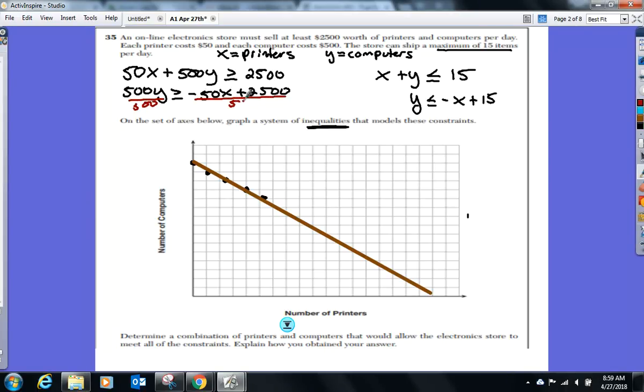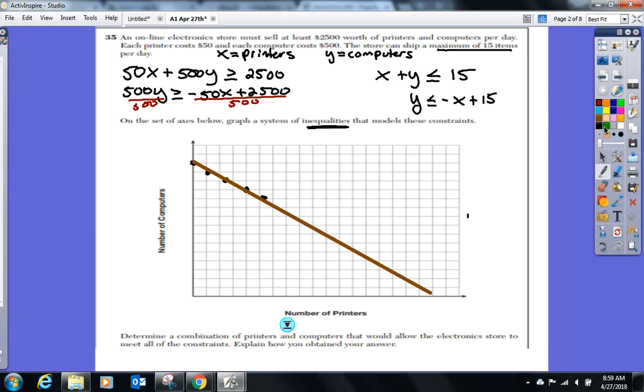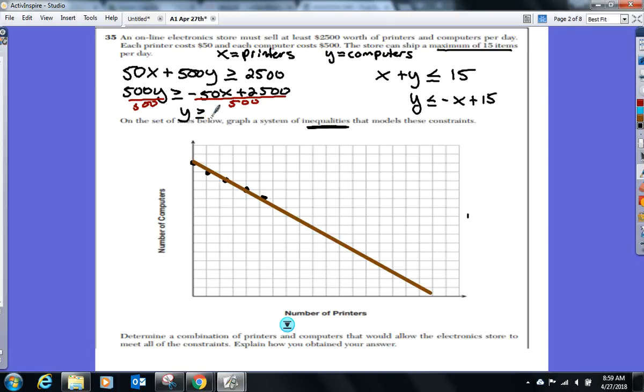Hope everyone has a calculator ready to roll for me right now. y is greater than or equal to... I need you to reduce that: negative 50 over 500, please. Because I can tell you this, I'm not going down 50 over 500. No chance. I need to simplify that.